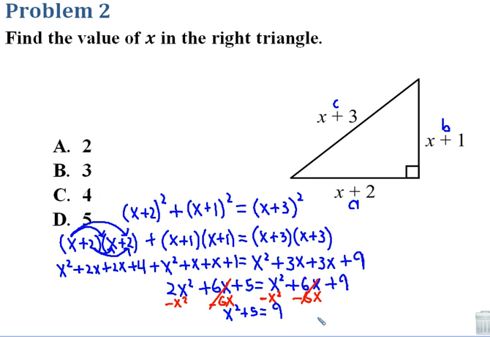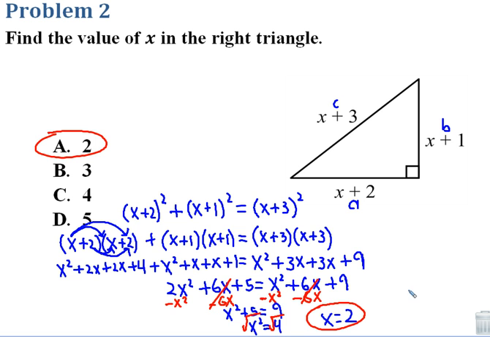Okay, since my x's disappeared, what I can actually do is solve this equation with a square root. I'm going to subtract 5 from both sides. That gives me that x squared is equal to 4. And then taking a square root, we end up with x is equal to just 2. Okay, so 2 is our value for x. That makes this a right triangle.